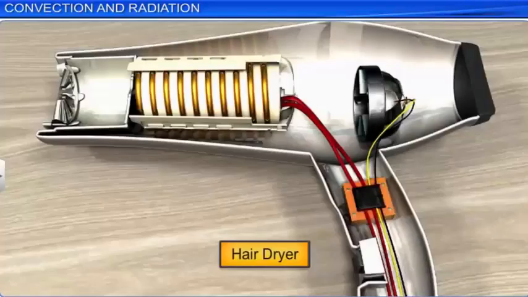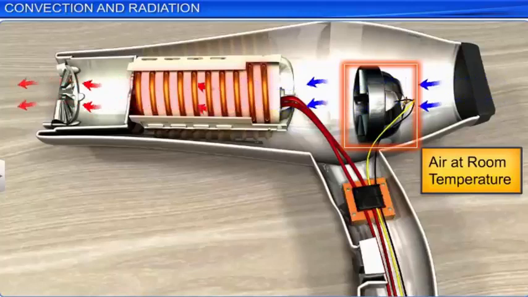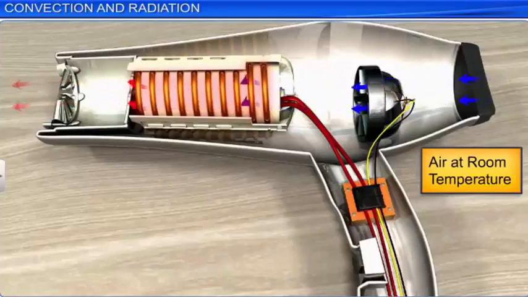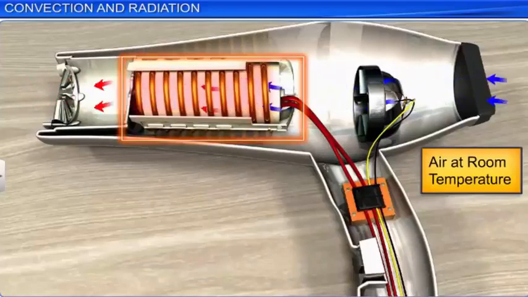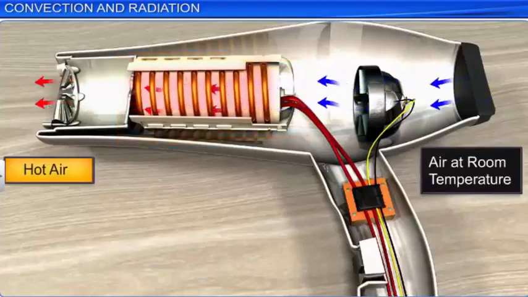One of the most common examples of forced convection that we see around us is the working of a hair dryer. Air at room temperature is sucked in by a motor and heated up by forced convection as it passes over the hot coils inside the dryer. This hot air is then blown out through the nozzle provided.